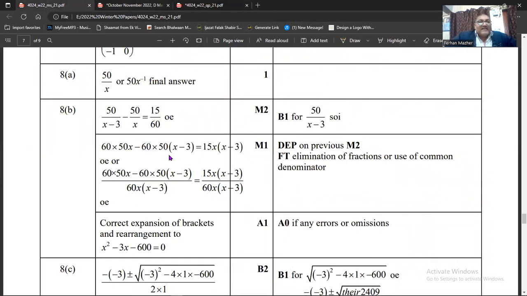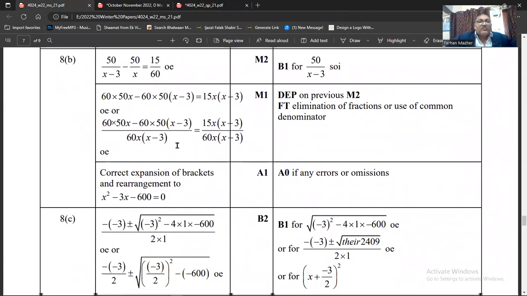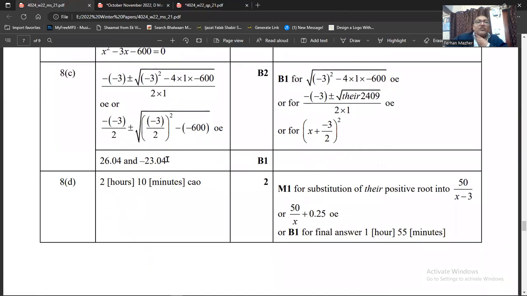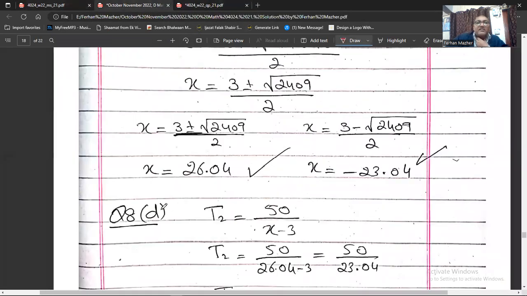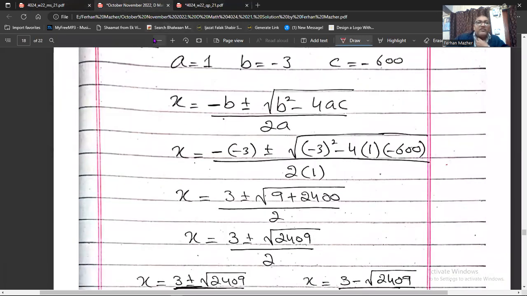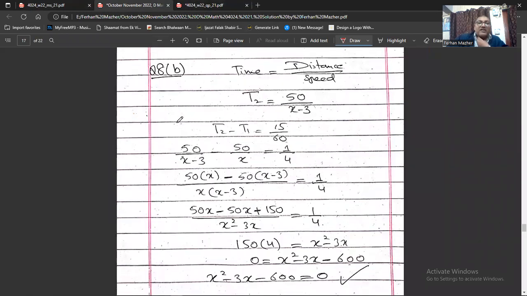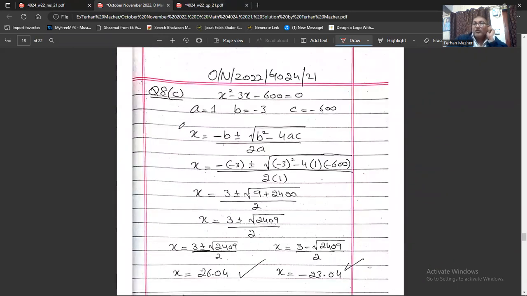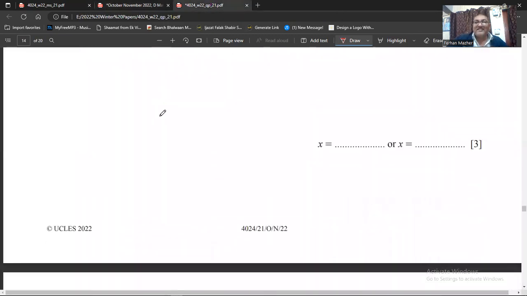Okay, so let's check. So this is what they are telling us to do. So yeah, our answers are right. Let me reduce the size so you can see this. So this is question number 8, it's the C part, and this was the B part, and this was the A part. You can pause the video if you want to and have time with this.